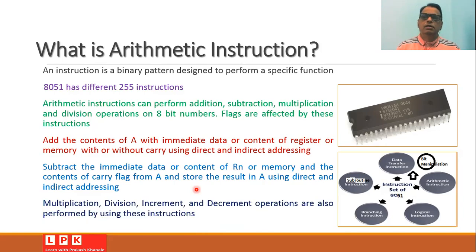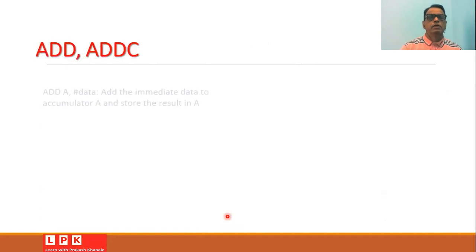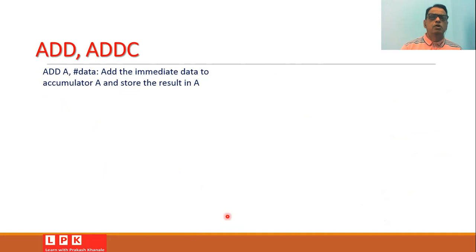It is possible that in 8051 you have instructions for multiplication and division. Also, you have instructions for increment and decrement operations. So all such operations such as addition, subtraction, multiplication, division, increment, and decrement can be performed by using the arithmetic instructions of the microcontroller unit 8051. So let us go for the discussion of these instructions.